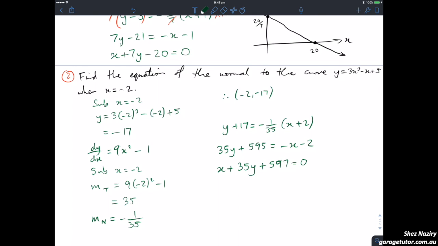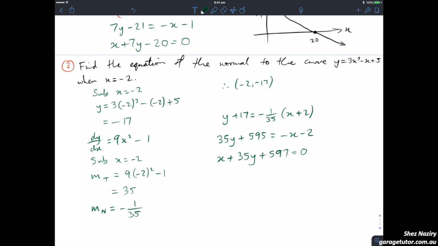Again, if the question asks you to sketch this, you saw the procedure in the last example. All good? Yeah, x is negative 500. Yeah, it is. But in the exam, there'll be nicer numbers. I just made that up, and that turned out to be horrible.